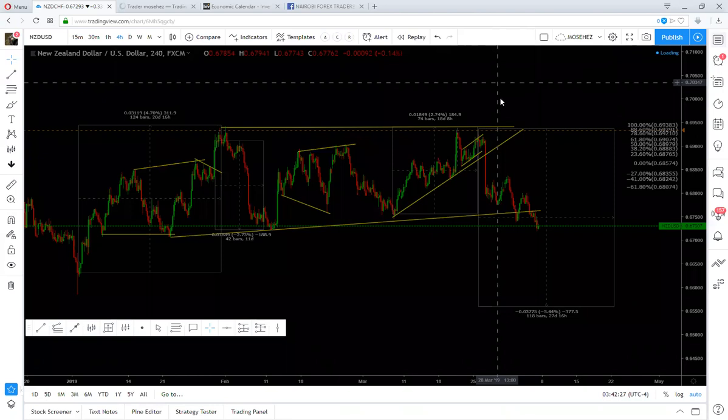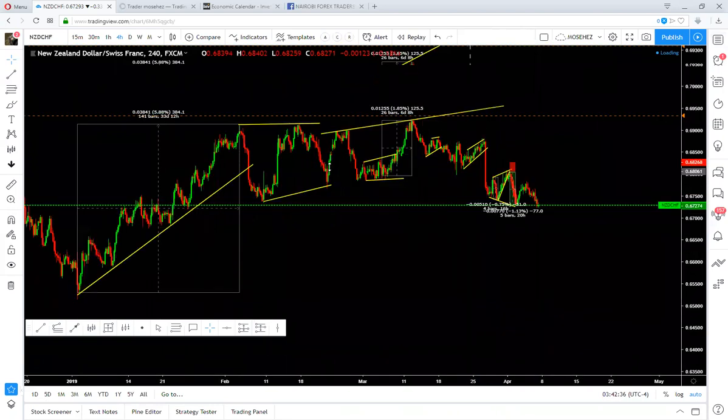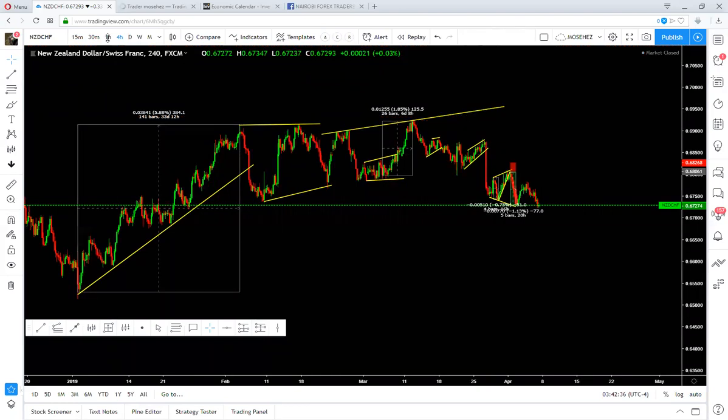So that is our target. Basically, as long as you know how to look at impulses and corrections, you will always find yourself making money. We also talked about that trade. There's no setup at this particular point.